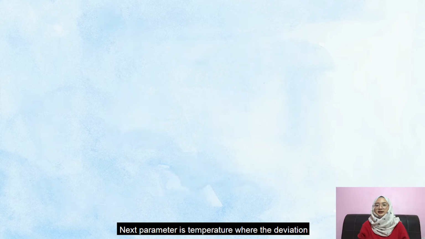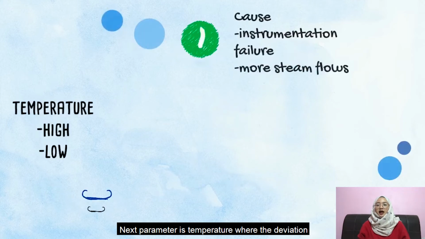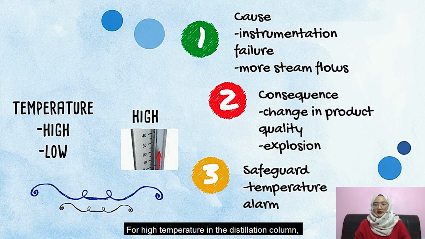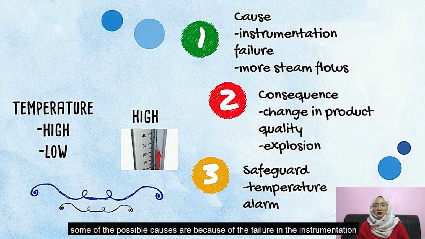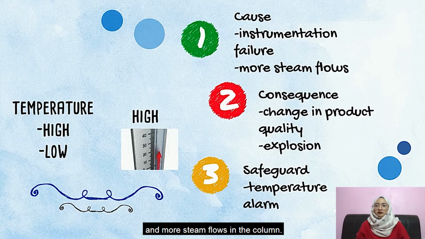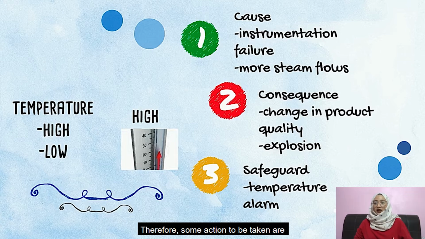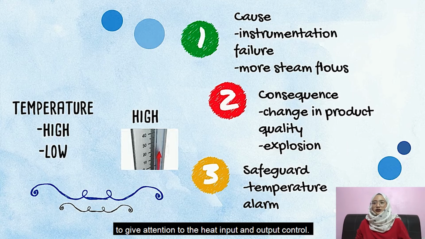Next parameter is temperature, where the deviation can be high temperature or low temperature in the distillation column. For high temperature in the distillation column, some of the possible causes are failure in the instrumentation and more steam flowing in the column. From there, the consequences can lead to changes in the product quality or even explosions in the distillation column. Therefore, some actions to be taken are to install a temperature indicator controller, a temperature alarm, and make sure to give attention to the heat input and output control.